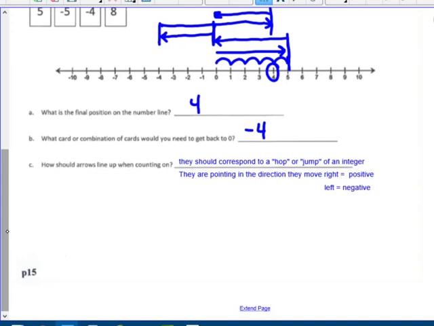How should arrows line up when counting on them? They should correspond to a hop or a jump of an integer. They are always pointing in the direction that they move. Right for positive, left for negative. So we're using integer cards and we're using number lines to show you this information.